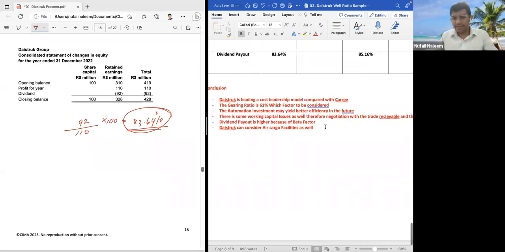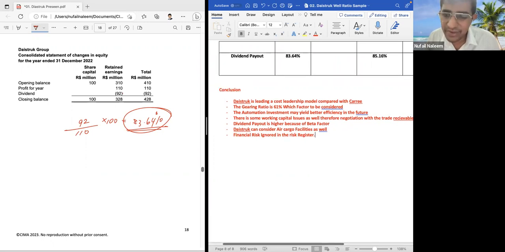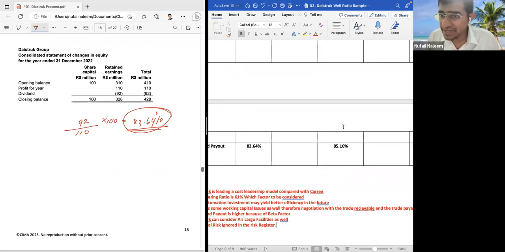One thing, financial risk is ignored in the risk register. Students, I believe this is very, very clear for you all. Can I get a double Y in the confirmation, students, if you are fine with this point of view? I think it was a very good analysis, frankly speaking.